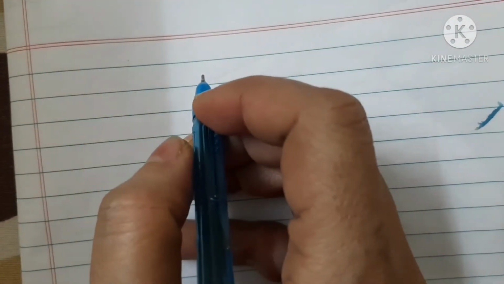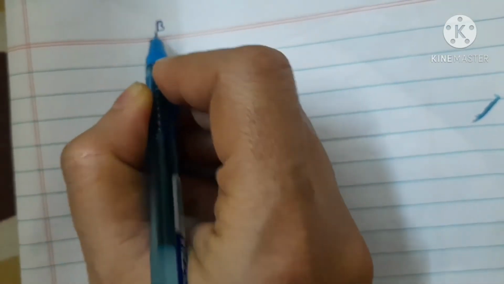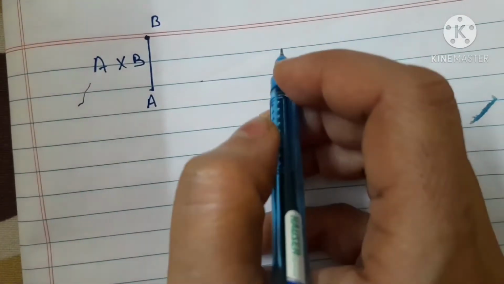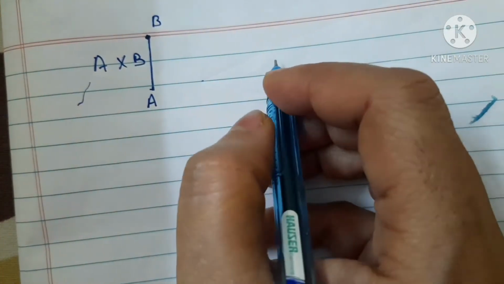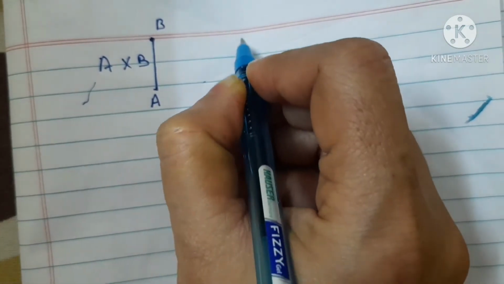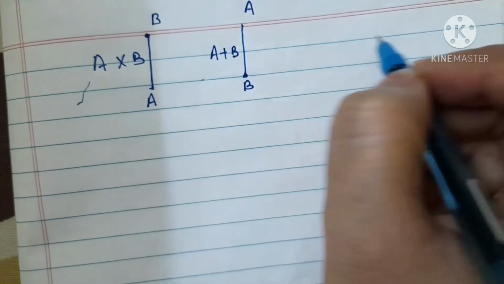Let's do it. If A into B means A is to the south of B, now this is your B point, A is to the south of B. This is A multiplied by B. A plus B means A is to the north of B. North of B means now B is here and A is to the north. This is A plus B.